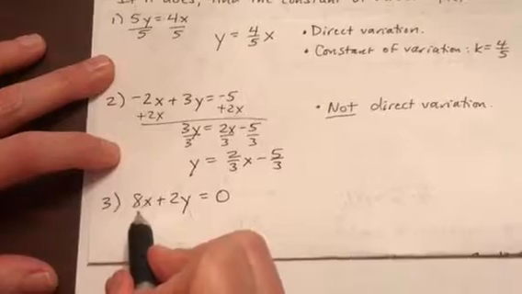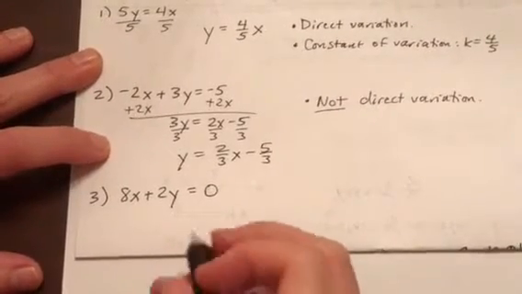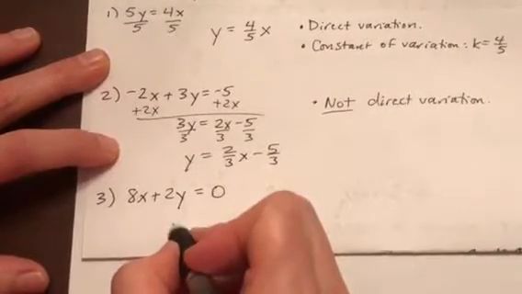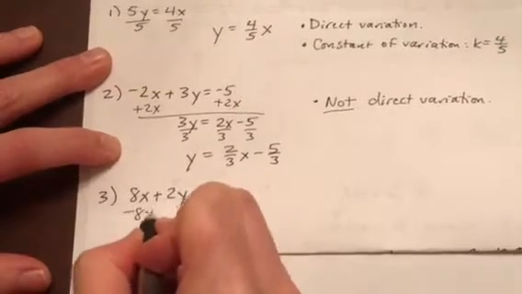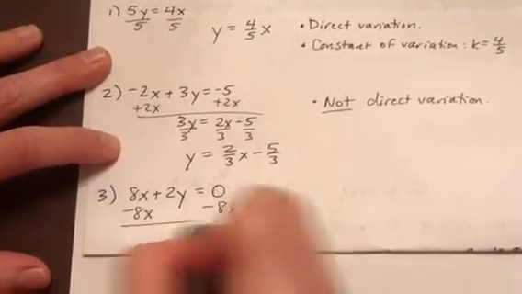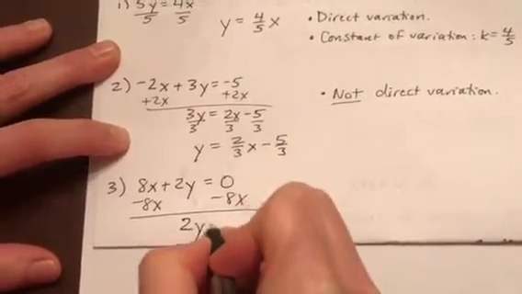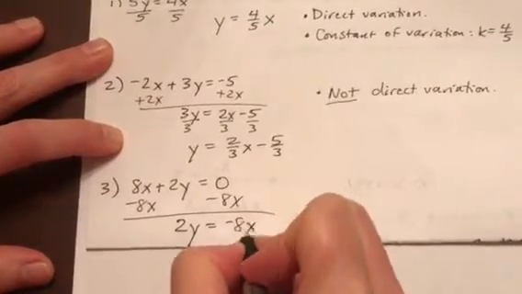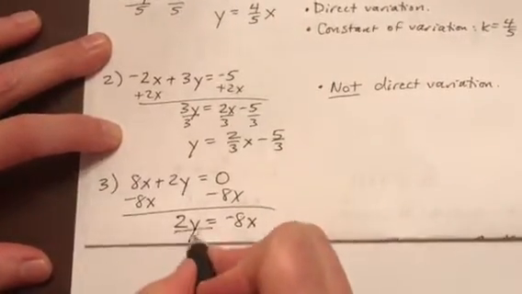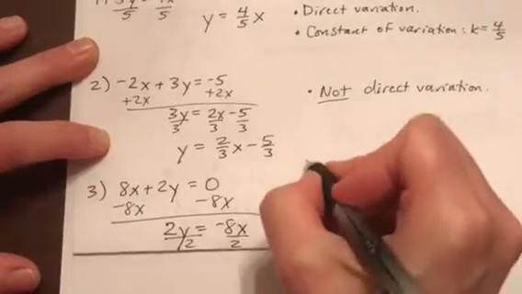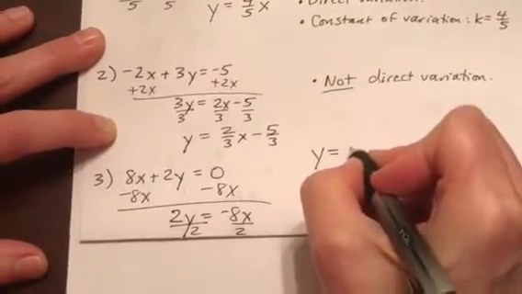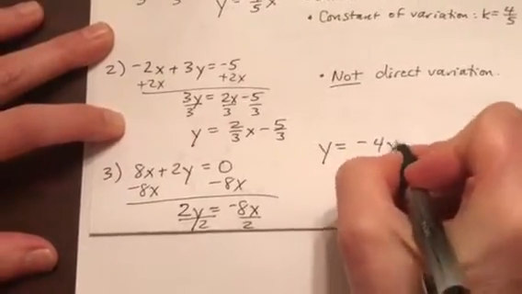Okay, our final example is 8x plus 2y equals 0. Again, we want to isolate y. Let's subtract 8x from both sides. So 2y equals negative 8x. And so we divide both sides by 2. And we have y equals negative 4x.